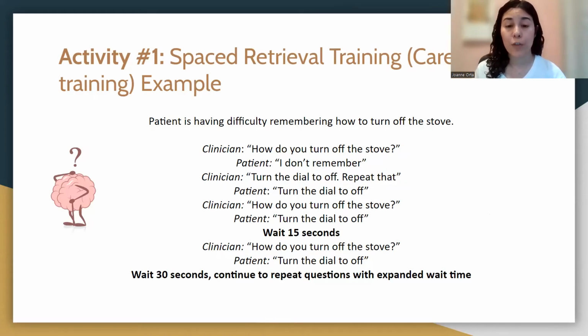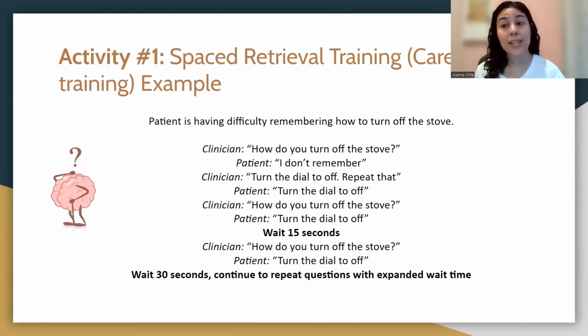So the clinician would first start by asking the question, how do you turn off the stove? The patient may answer that they don't remember or they don't know. The clinician would then say, turn the dial to off, and ask the patient to repeat that. So the patient would then say, turn the dial to off. The clinician would then ask again, how do you turn off the stove? And the patient would respond, turn the dial to off.